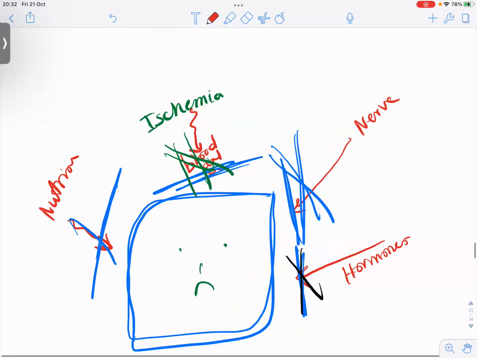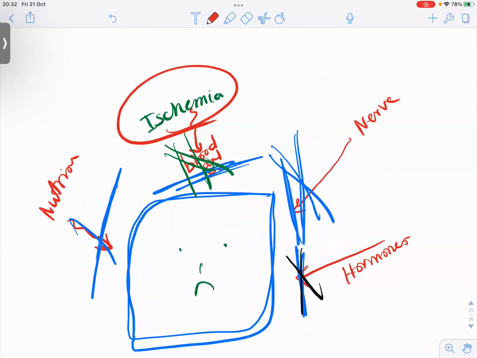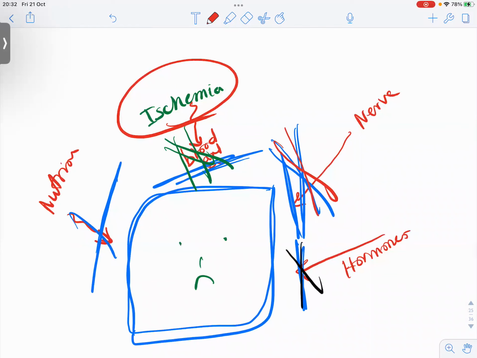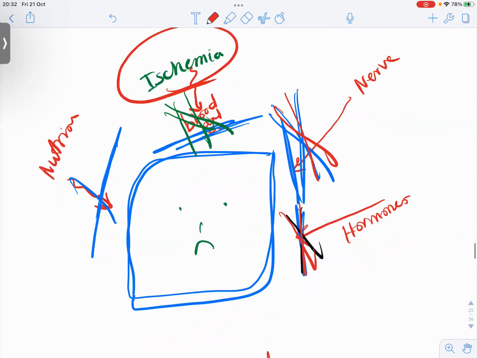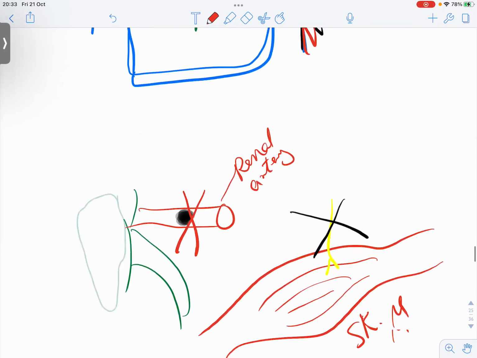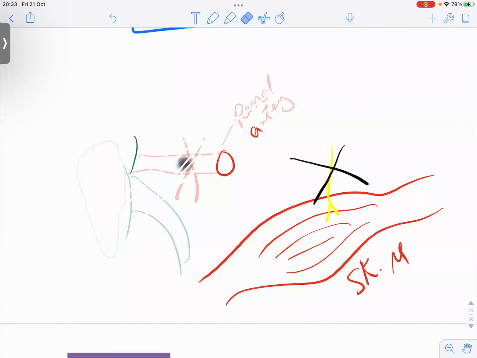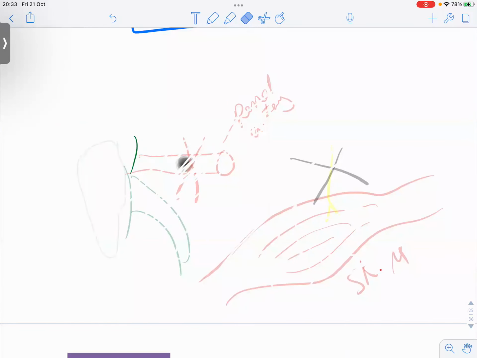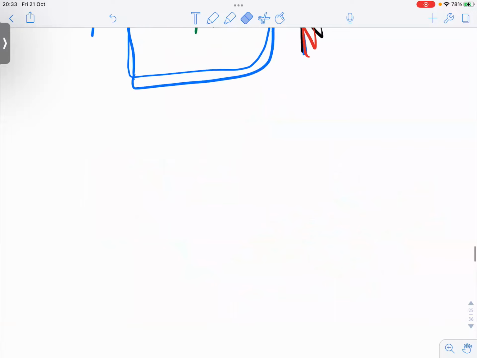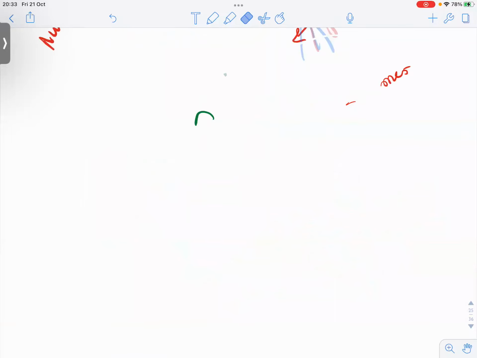So we talked about ischemia, insufficient blood and oxygen. Also, we talked about the nerve and hormones. Also, we have something called pressure stimulus. What does it mean, pressure stimulus? Pressure stimulus. Here, the heart.